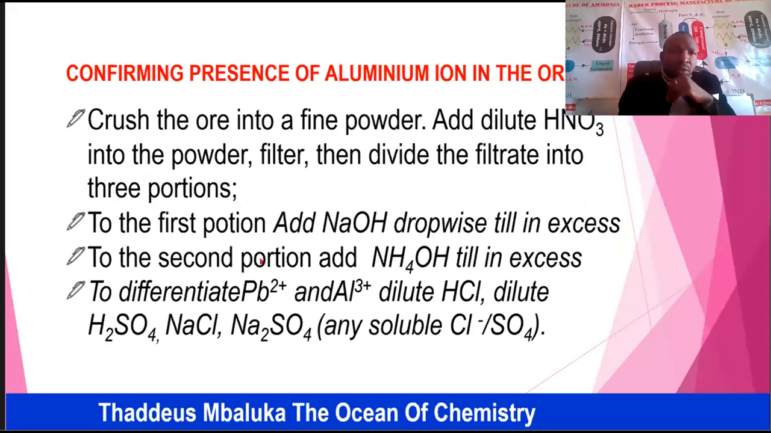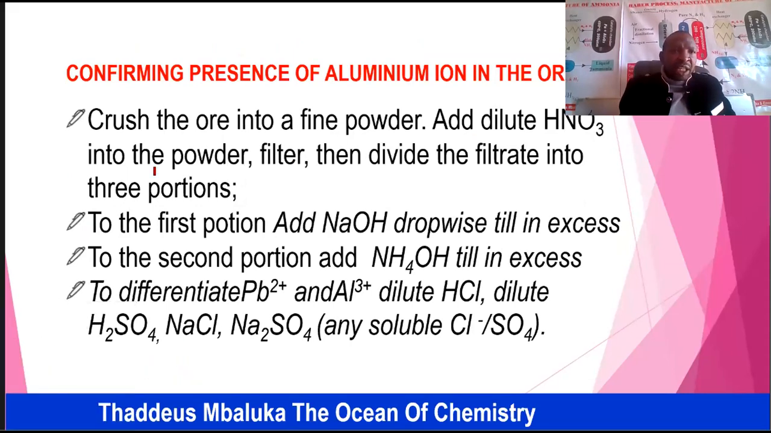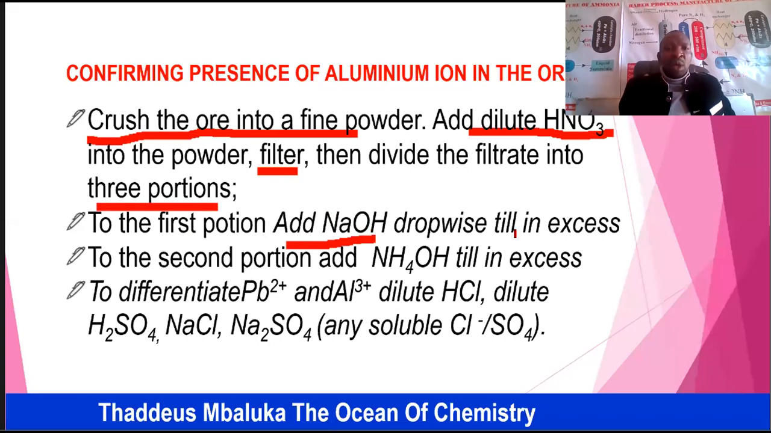So let's see it. Statement number one: you crush the ore into a fine powder. Then you add dilute nitric acid, then you filter. You divide it into three portions. The first portion, you add sodium hydroxide. You get a white precipitate, soluble in excess. That confirms the presence of aluminium, lead, or zinc.